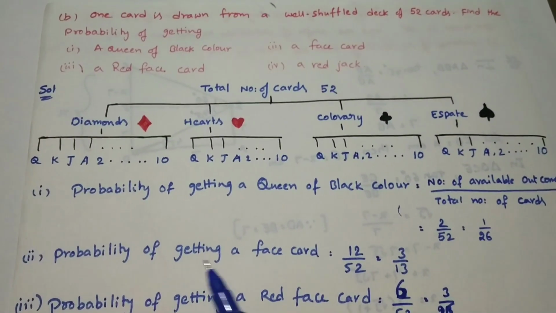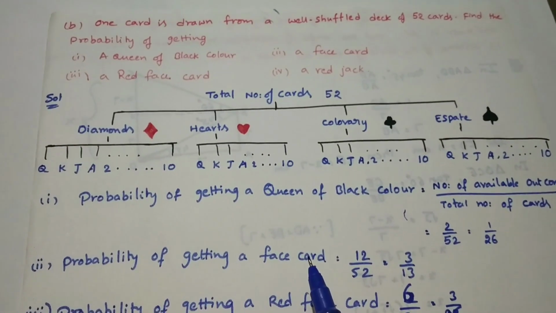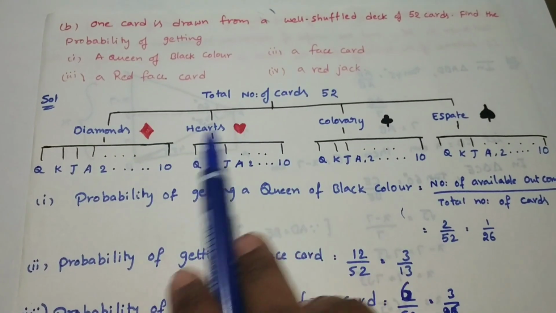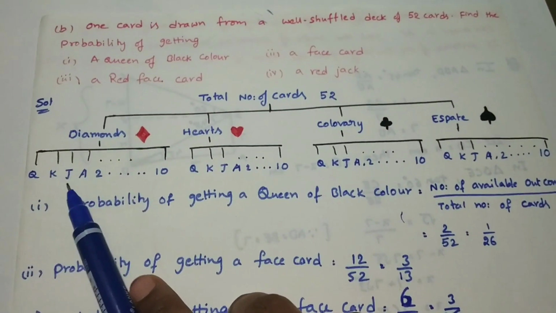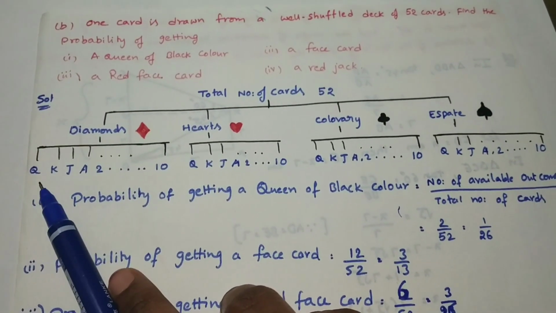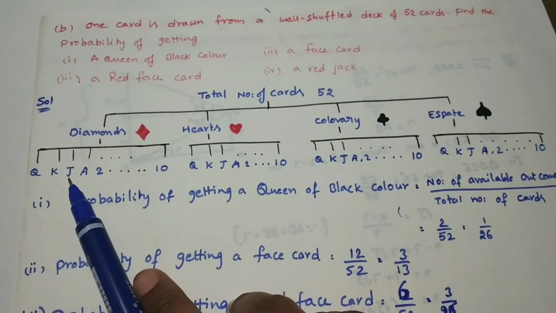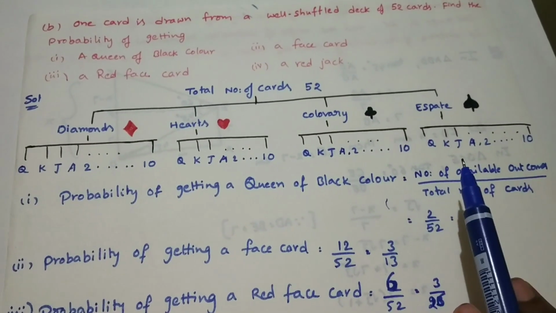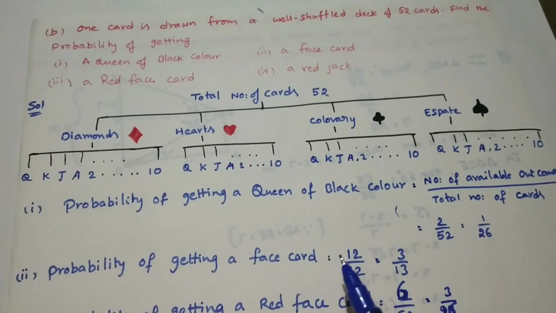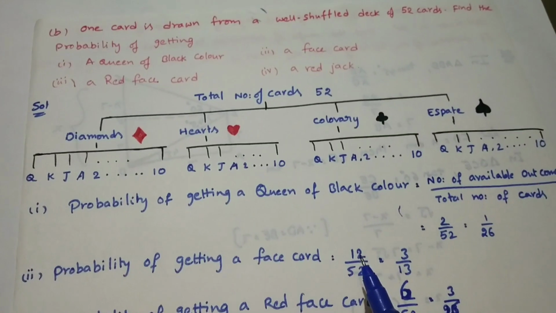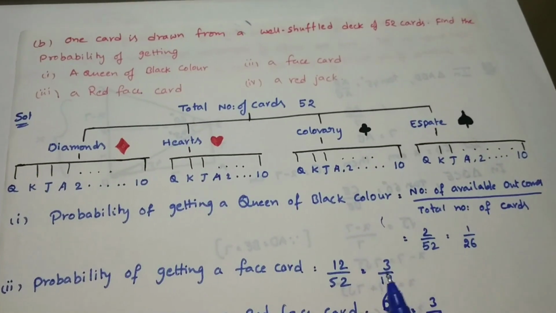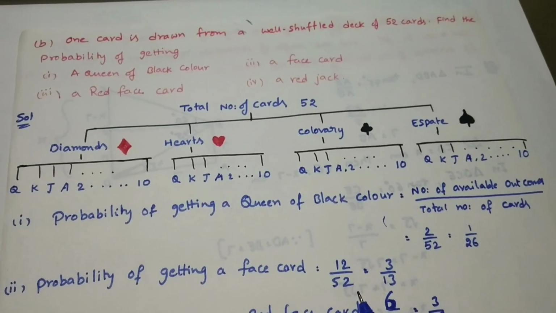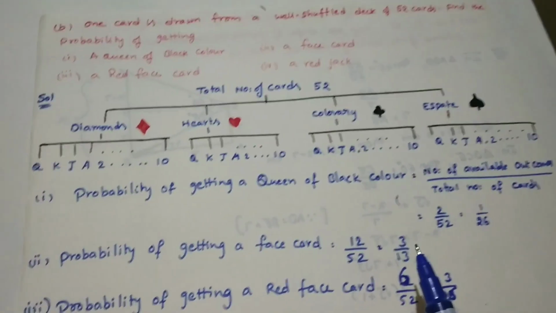Next, what is the probability of getting a face card? A face card is nothing but a card on which you can see a face. Jack is 1 face, king is 1 face, and queen is 1 face. So 3 are there in this group, 3 in this group, 3 in this group, 3 in this group. Totally 12 face cards. The number of possible outcomes by the total number of outcomes: 12 by 52. If you do the cancellation, you get 3 by 13.